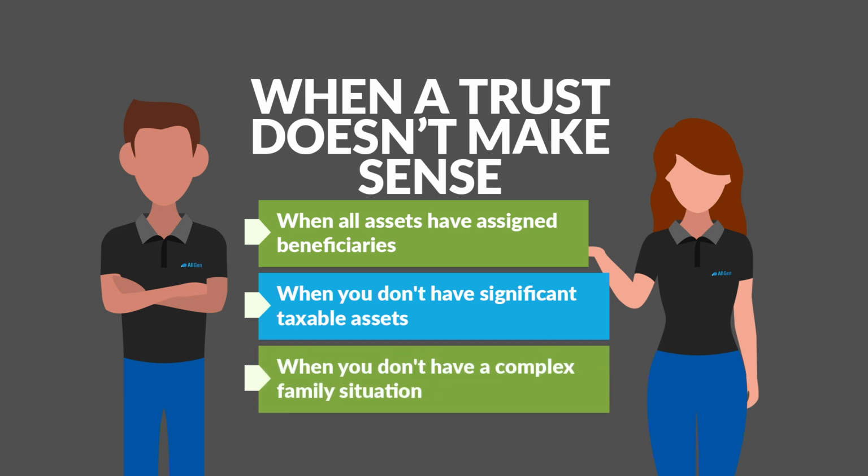Or if you don't have a complex family situation, one marriage and kids from that marriage, and again, all of the above. Yeah, kids are doing well, you trust the kids. Right. So there may be situations where a will is perfectly fine.